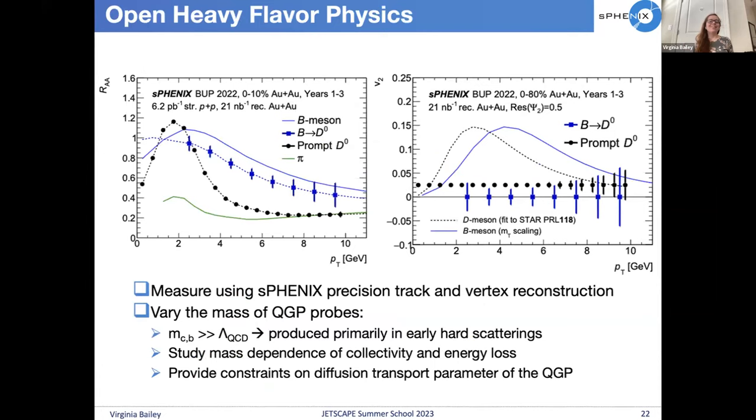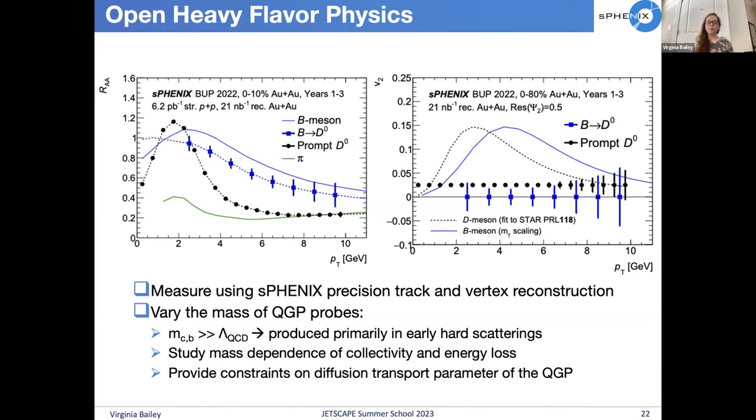Jets aren't the only way that you can look at heavy flavor. So here are a couple of projections looking at open heavy flavor physics for Bs and D0s, looking at the RAA on the left and the V2 on the right. Similarly to the B jets, you can use this really precise tracking and vertex reconstruction to tag these heavy flavor particles.